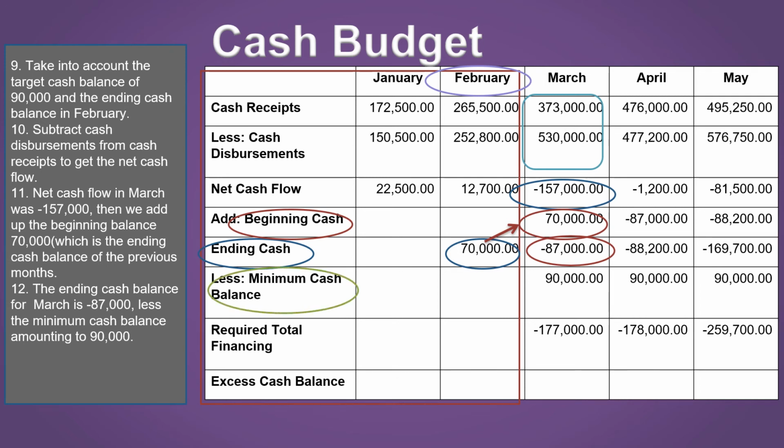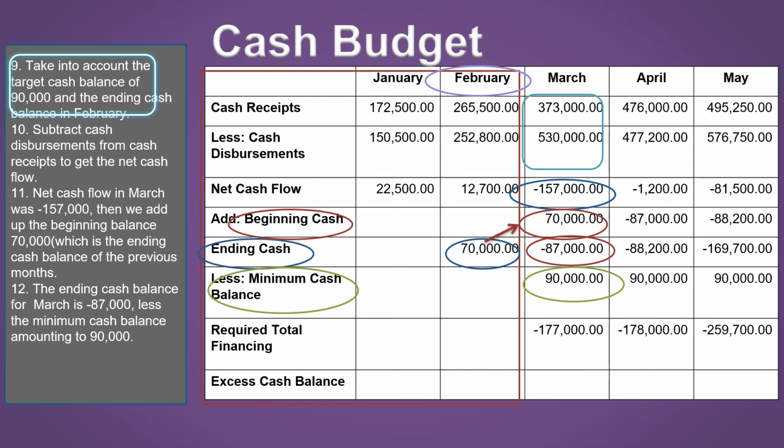But Miss, where did we get the 90,000? Okay, the question is, where did we get the 90,000 minimum cash balance? So from the situation, before we start preparing the cash budget, we were told that we have to take into account the target cash balance of 90,000. When we say target cash balance or minimum cash balance, it is the minimum cash balance the business needs to have on hand to conduct its day-to-day operations.